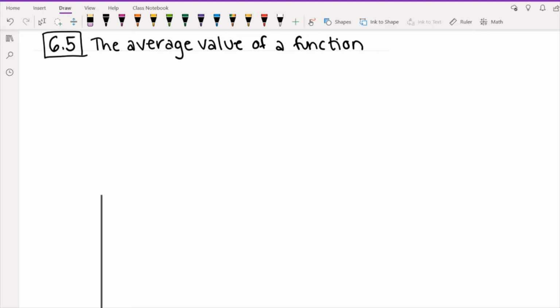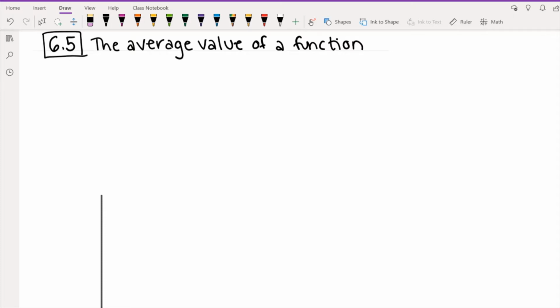Hi everyone. In this video, we're going to be talking about the average value of a function. You might notice that we're going a little bit out of order. Basically, just after teaching this class the last time, I realized that I think this section fits a little bit better now rather than later. So we're going to be doing 6.5 in this video, and then in the next video, we're going to go back to 6.1.